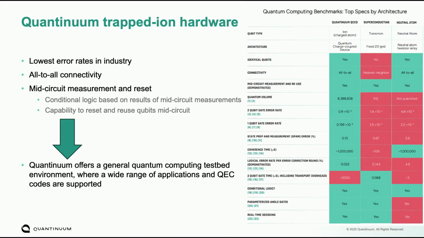And there's a few nice features that we have on Quantinuum hardware. We have low error rates in general. We have all-to-all connectivity that I just showed you we can implement through ion transport. And then we also have mid-circuit measurement and reset. We can do conditional logic based on the results of these mid-circuit measurements. We can do real-time decoding in a circuit. And we can reset one of those qubits and then reuse it later on in the circuit.